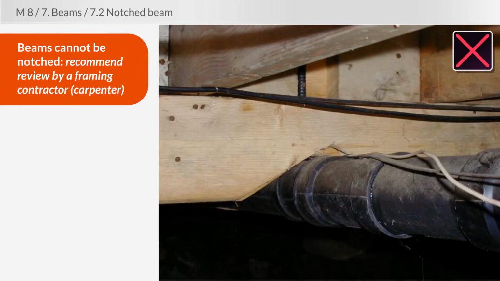So we know that beams can never be notched. Here you go. This beam has been notched. Because it's a wooden beam, it's actually a doubled or tripled up joist being used for a beam, and that's okay except that it's been notched. So because it's wooden, you'll recommend further evaluation by a framing contractor, or in other words, a carpenter.